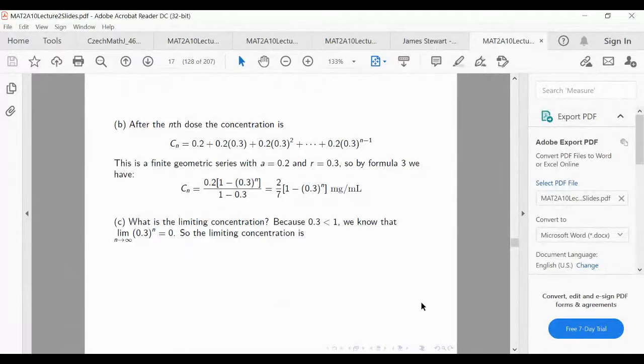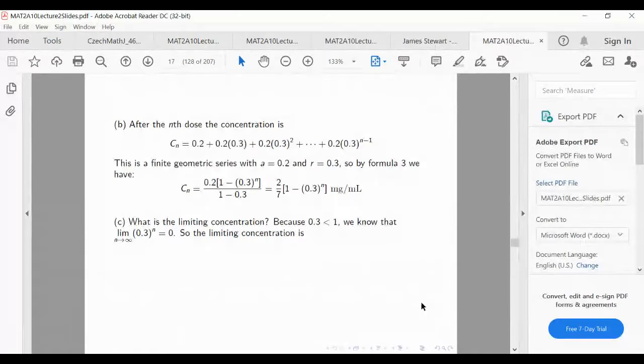What is the limiting concentration? When we say limiting concentration, we mean, suppose we do this every day. So n represents the number of the days. So here we've got a patient who has to get this injection. Maybe it's someone suffering from some chronic disease. He must get this injection once a day, every day for the rest of his life, right? So what is the limiting concentration? At what point will the concentration become stable?